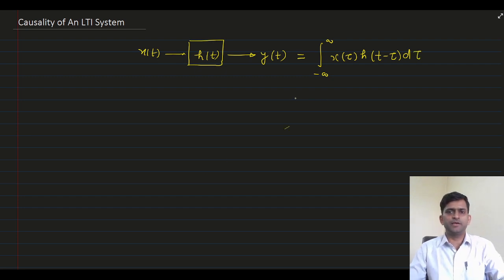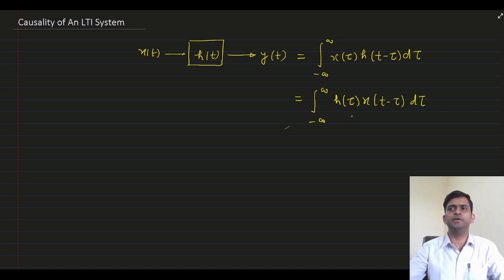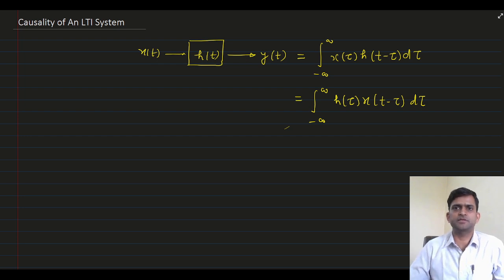Because convolution is interchangeable, I can also write it as the integral from minus infinity to infinity of h of tau times x of t minus tau d tau, where tau is the dummy variable and t is a constant by which the system will be shifted. So for the shifting purpose, this t is taken.